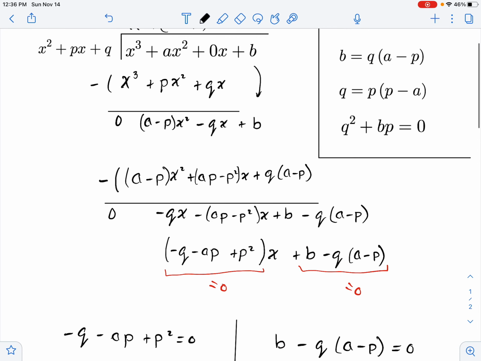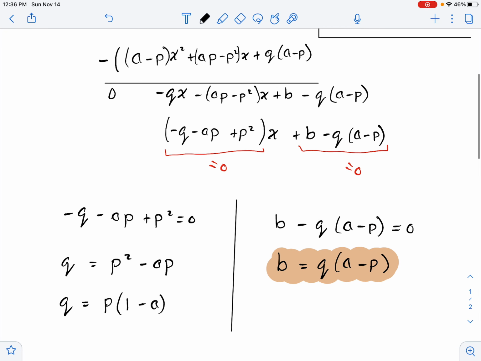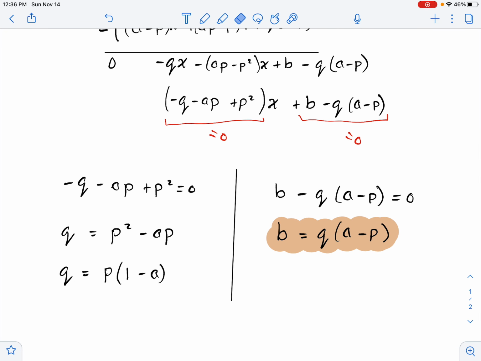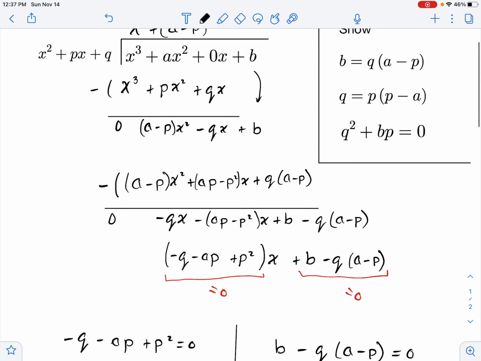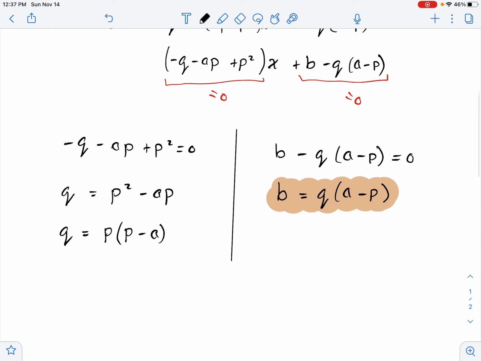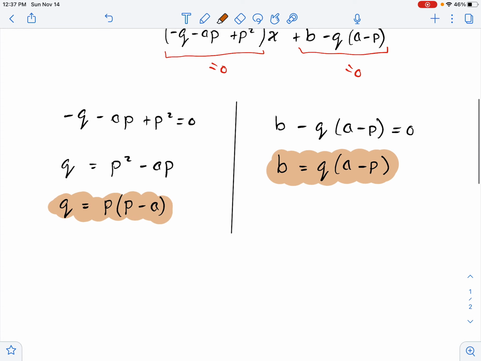Is that what I'm asked to show? No, I need to show, I'm sorry, pardon me, no, not 1 minus a. You factor out a p out of p squared, you're left with p. So q is equal to, factoring out a p out of p squared, I'm left with p. Factoring out a p out of ap, I'm left with a. So q equals p on p minus a, and that's the second part complete. And so I will highlight that. That's the second part of your problem.